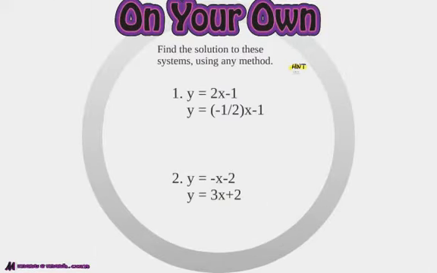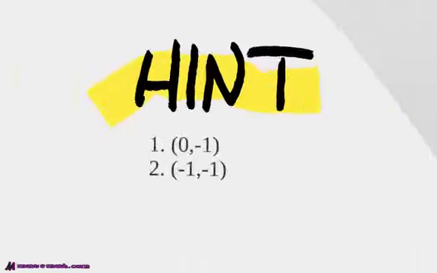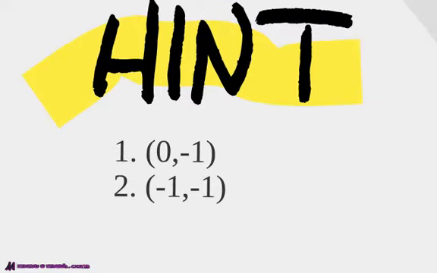All right, why don't you find the solution to these using any method? Definitely get some practice doing ones that you're not very comfortable with, but definitely continue to work through these to see what you get. You're going to get one solution. It's going to be an ordered pair. All right, and this is what you should have got. You should have got that 0, negative 1, and negative 1, negative 1 are your answers.